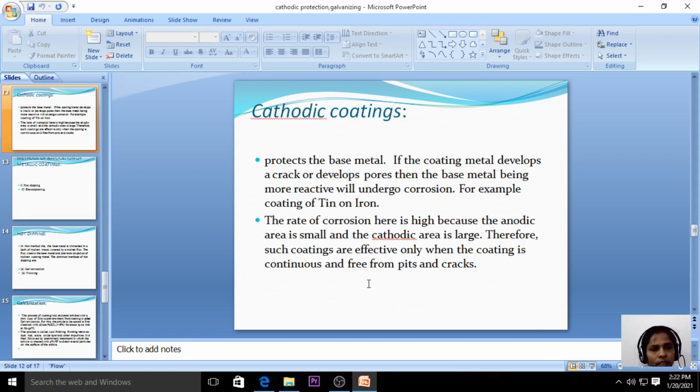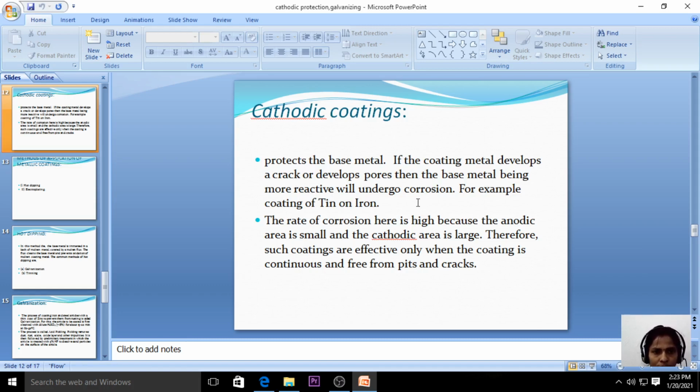So in simple terms, we know what anodic coating is, and similarly we can say what cathodic coating means. Cathodic coating is nothing but the coating of a metal with a less active metal. Here the less active metal acts as the cathode and the base metal acts as the anode, so it protects the base metal. If the coating metal develops a crack or pores, then the base metal, being more reactive, will undergo corrosion.